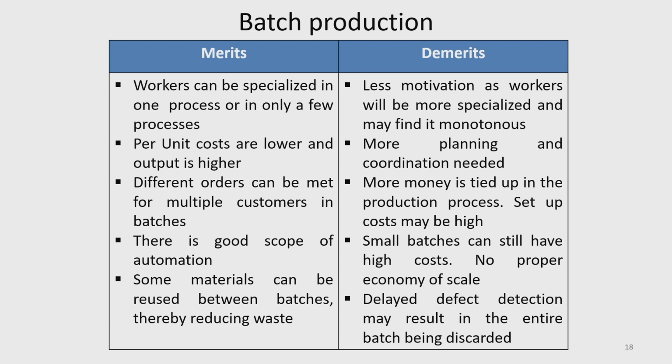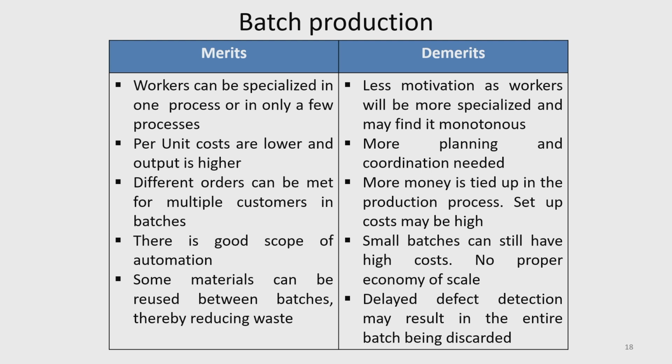Demerits are less motivation, as workers will be more specialized and may find it monotonous. More planning and coordination is needed. More money is tied up in the production process. Setup costs may be high. Small batches can still have high cost. No proper economy of scale.